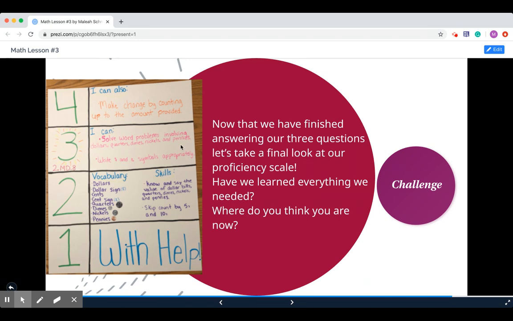Where do you think you are? Take a minute to think about that. If you need to, you can pause so you can think a little more.